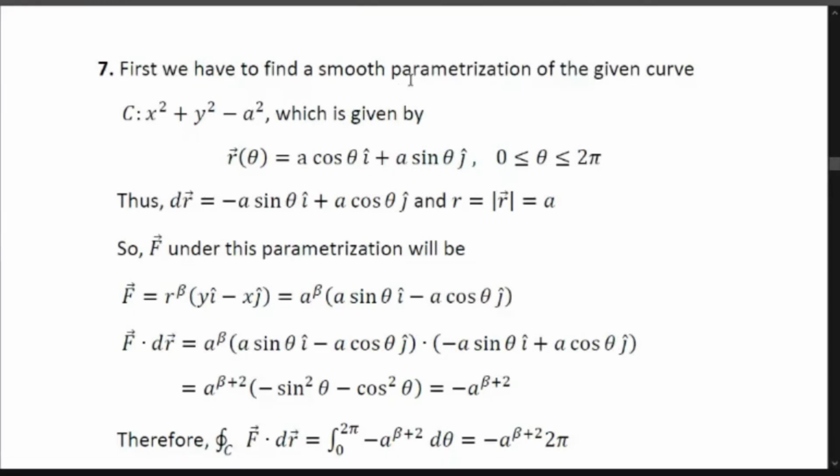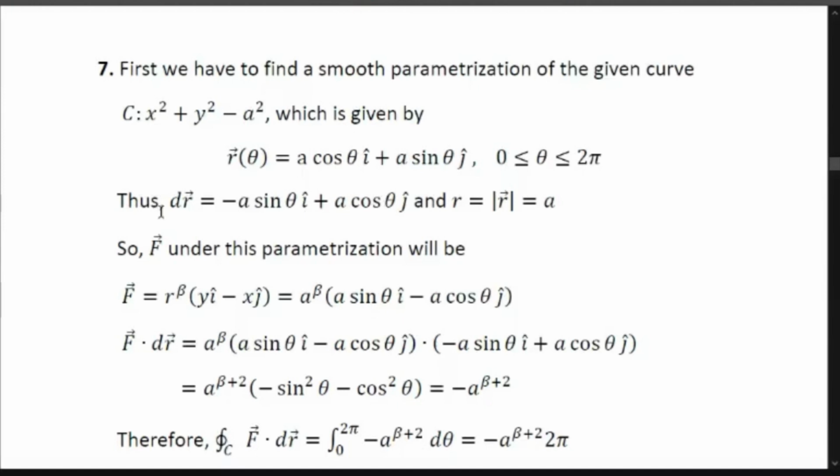First, we have to find the smooth parameterization, as we were saying. The curve given is x square plus y square equals a square, whose parameterization is r of theta equal to a cos theta i plus a sin theta j for 0 less than or equal to theta less than or equal to 2 pi. That is the parameterization for a circle with radius a.